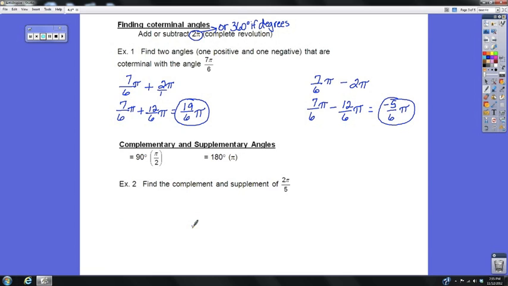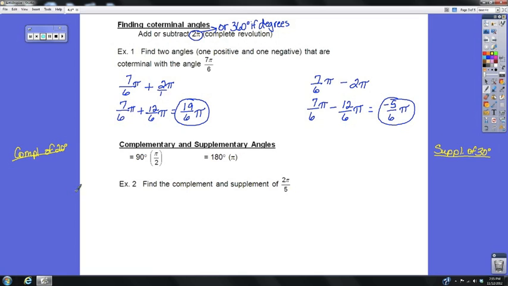Okay, complementary and supplementary angles. Let's go back and do a little geometry example off to the side. If I want you to find the complement of 20 degrees, and then over here I want you to find the supplement of, let's say, 30 degrees. Just plain old regular geometry. Think about how you would do that.